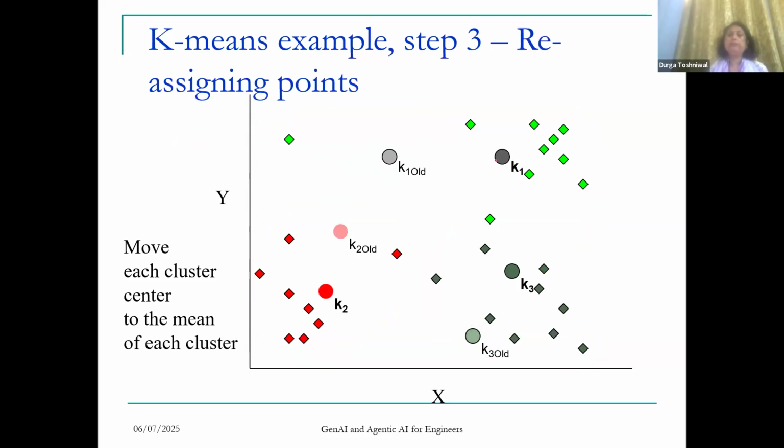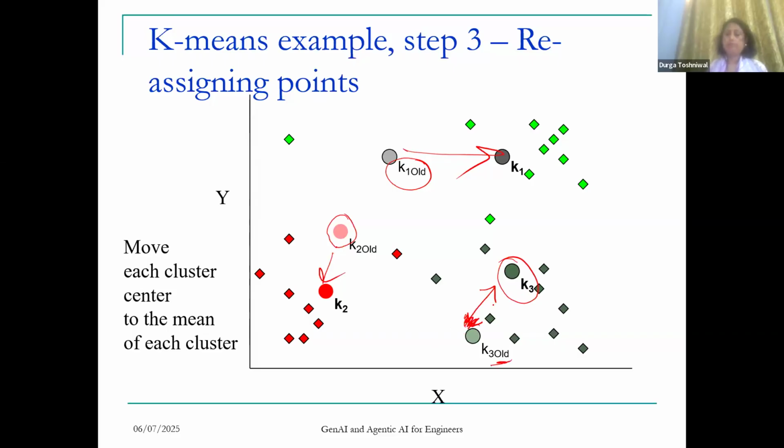The means could remain the same or it could shift. In this case, this is the previous mean of K1 and it is actually shifting to this new K1 shown in the bold color. Similarly, this is the old value and it has now shifted to K2. And then this is the old K3, it has shifted to this, it is the other way around. This is the old value and it has shifted to this one.